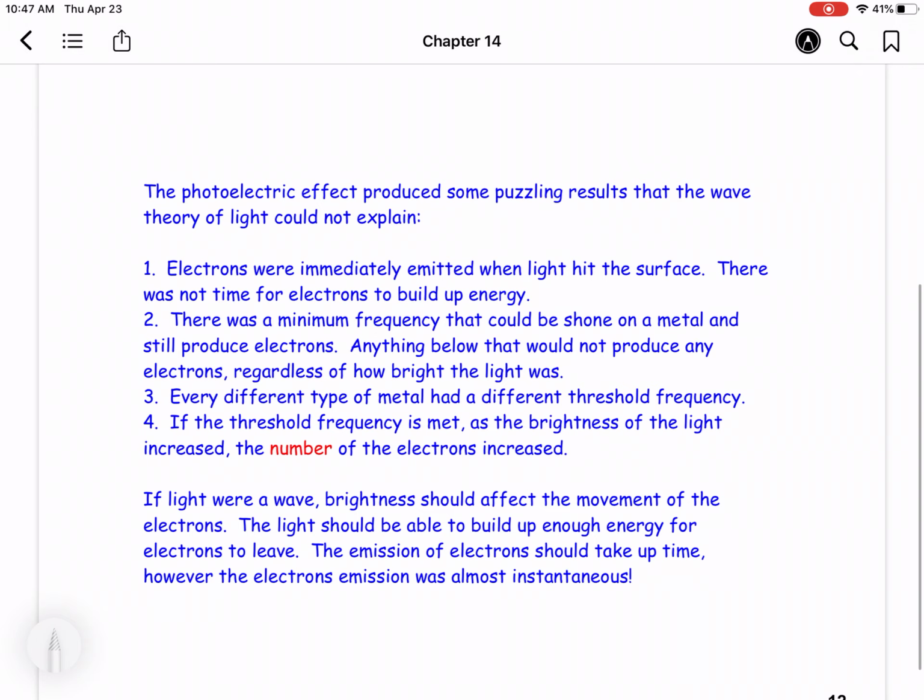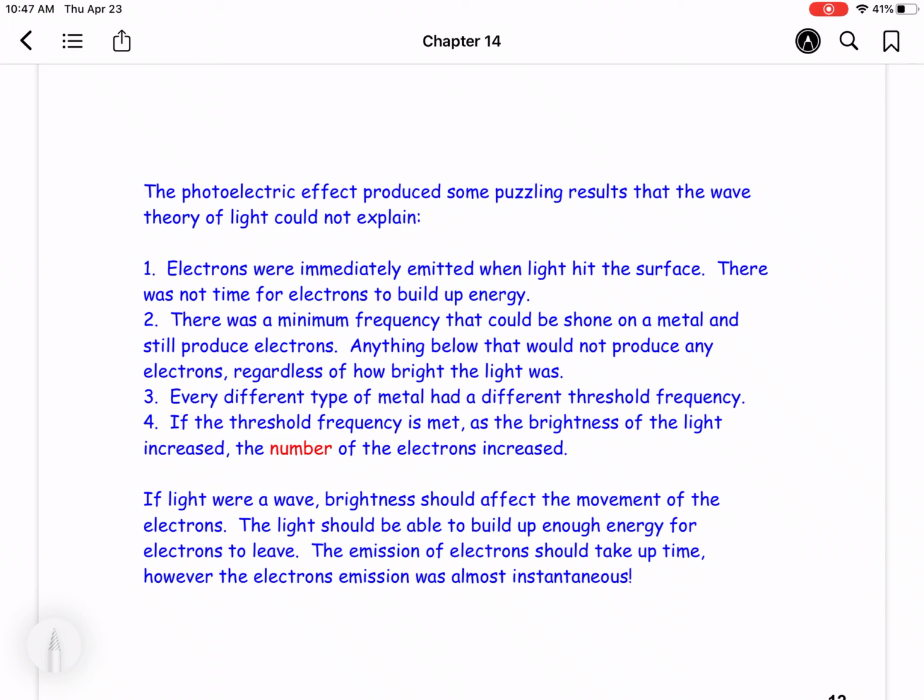The photoelectric effect produced some puzzling results that went against the wave theory. Again, we're in that period of time where we're trying to figure out, is light quantized? Number one, everyone's not quite sure. And number two, is it a wave or is it a particle? Or, as Einstein says, it's both.